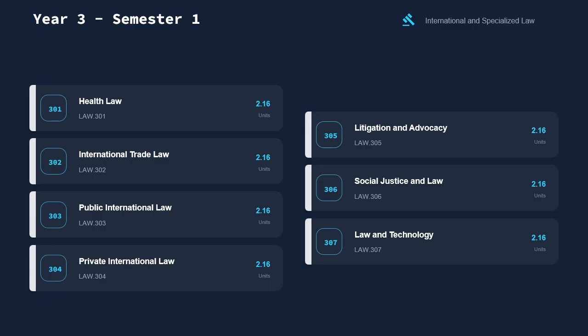Practical application: lawyers advise on green trade measures. They defend environmental regulations against trade challenges. Students analyze the interface between trade and environmental law. They also study sustainable supply chain laws.